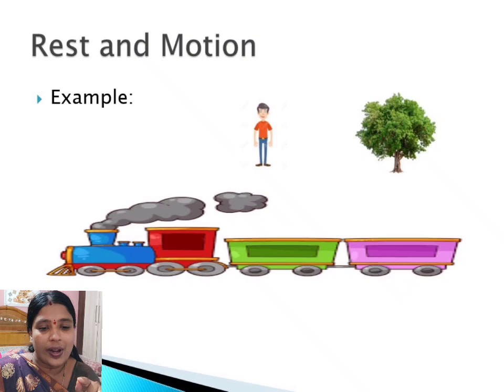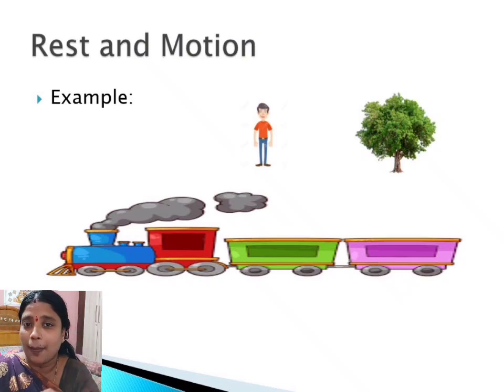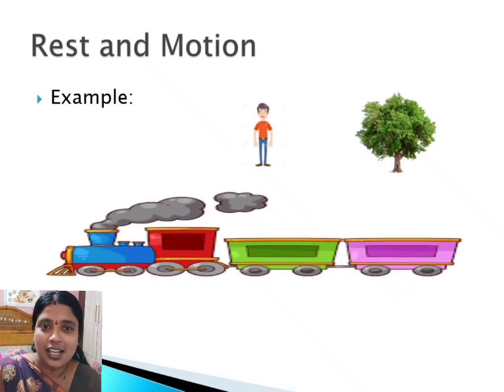But now when the same man and same tree are being observed by a passenger who is sitting inside that train, let us assume that you are sitting in that moving train. When you observe them from the window of the train, for you, the man and tree both will appear to change their position. As the man and tree both appear to change their position with respect to time and with respect to you sitting inside the train, the same man and the same tree will be in the state of motion with respect to you.